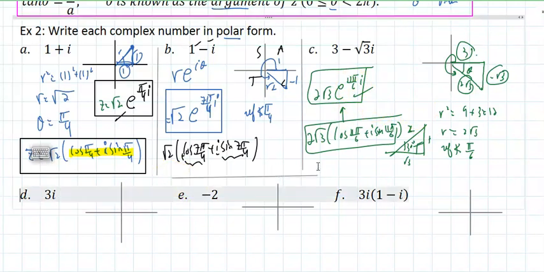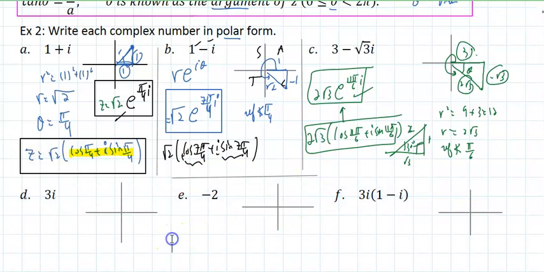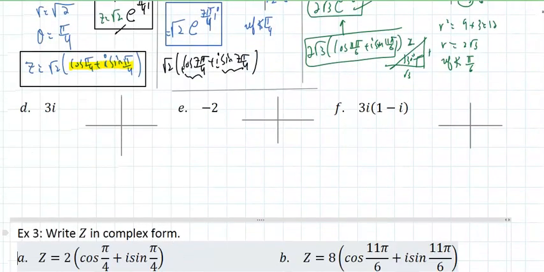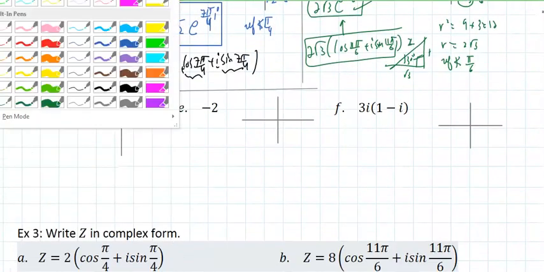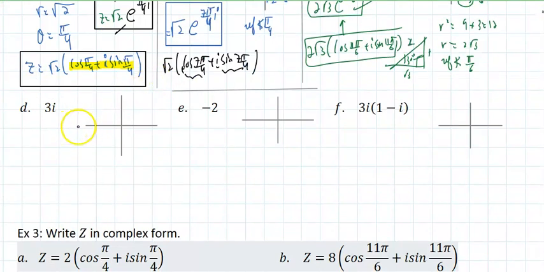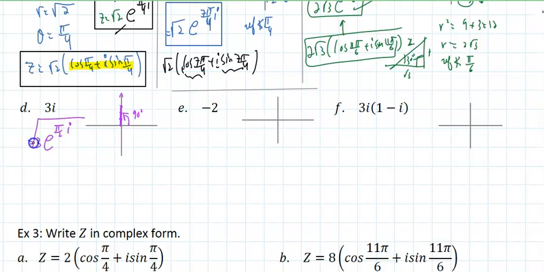How about the next set of problems? I brought you the special cases. They turn out to be the messiest if you just use formulas, which I'm trying to persuade you not to do. 3i, that is going 1, 2, 3 up. That's simple. R equals 3. And what's the angle? 90 degrees? Or pi over 2? E to the pi over 2 i. Done.